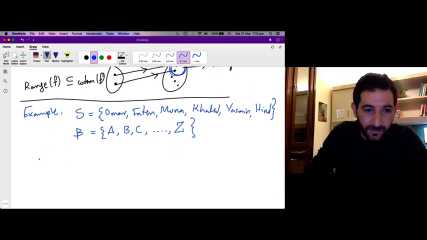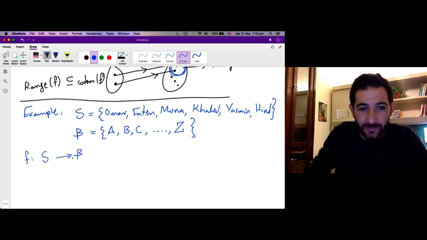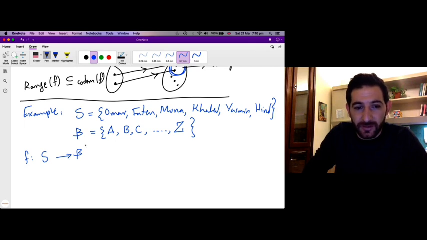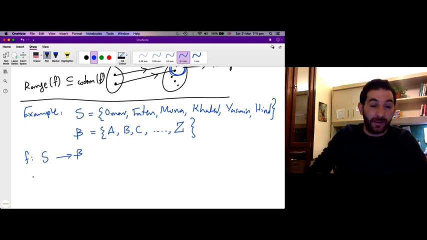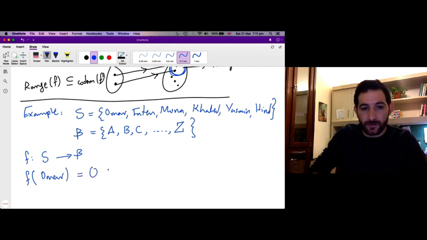Now let's consider the function f from S to beta. The domain of the function f is S, and the codomain of the function f is beta, and f assigns to every name in S its first name, its first letter. So let's take, for example, what's the f of Omar? It is O. What's f of Fatin? It is the first letter of Fatin, which is F.